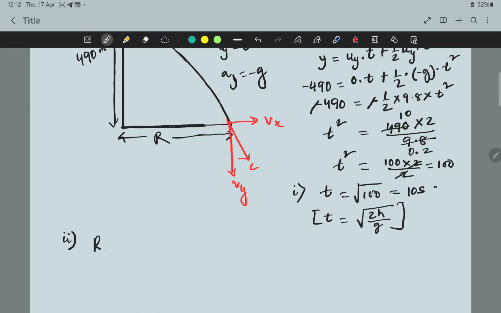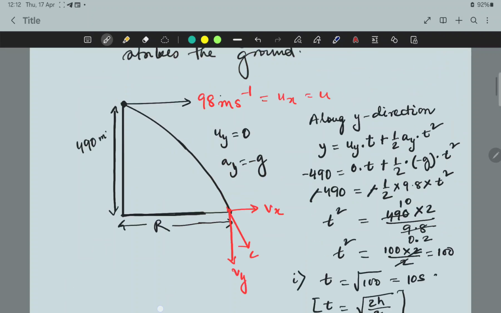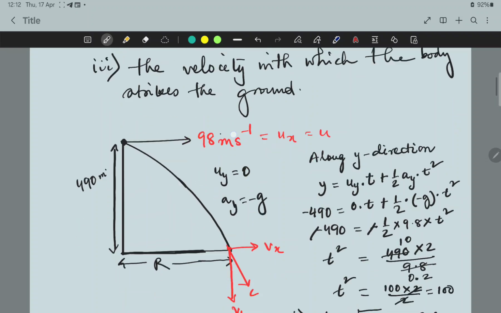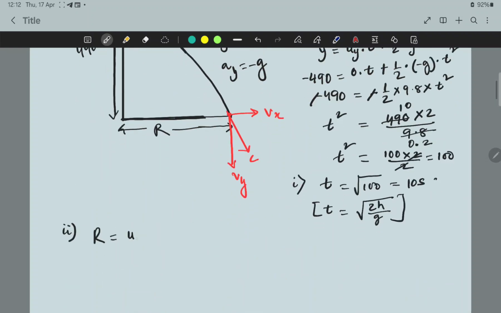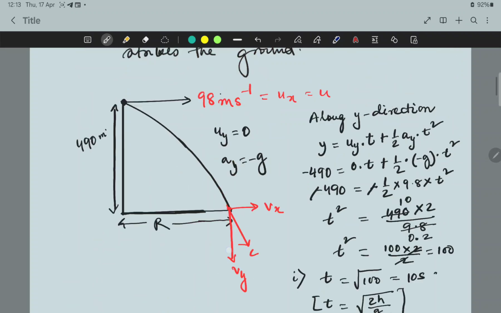So r will be given by speed into time. Speed will remain the same, that is 98. So let's write ux multiplied by the time that we found. So let us substitute 98 multiplied by 10, that will be 980 meter.